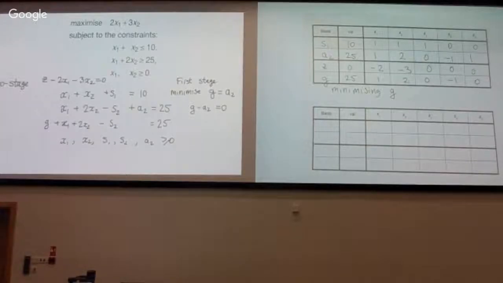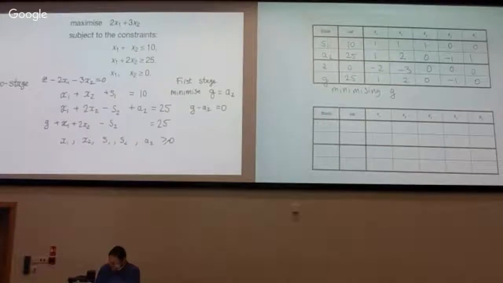What is ratios? 10 divided by 1, 25 divided by 2. So it's 10 and 12 and a half. 10 is less than 12 and a half. Therefore, the pivot element is which one? Yeah, which one? The 1, 2, the -7 is this one.